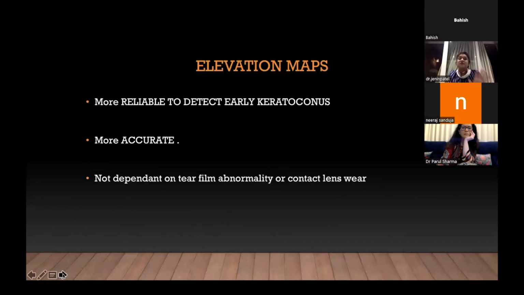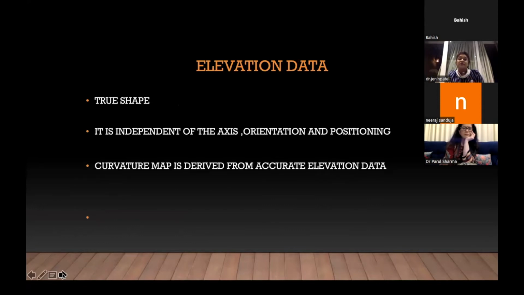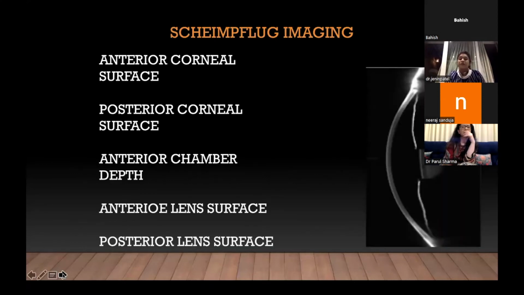And once this intersection happens, it goes through computer-based software, an analysis is made, and a topographic graph is given. Now, this is very important because it helps us detect early keratoconus. It is accurate. It does not depend on tear film abnormalities or contact lens wear. It gives us the true shape of the cornea. It does not depend on the orientation of the axis or the position. Now, also, we had initially curvature maps. With the elevation data that is collected, which are the true measurements, a curvature map is derived. So this now becomes a true curvature map for that particular cornea. What Scheimpflug imaging does is measure the various surfaces: the anterior corneal surface, the posterior corneal surface, the anterior chamber depth, the anterior lens surface, and the posterior lens surface.